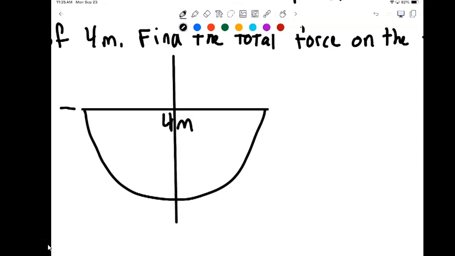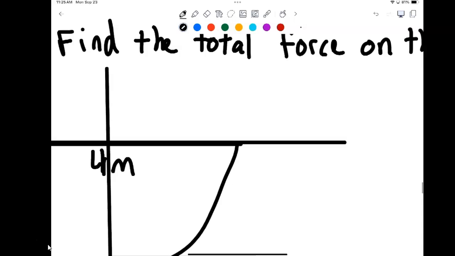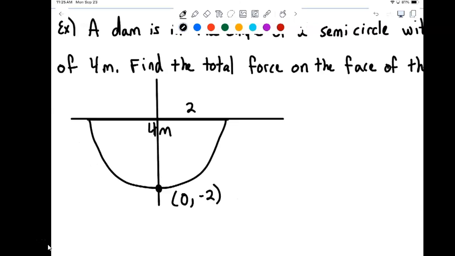So if I draw in my X and Y axes here, because of the shape I'm dealing with, it's most convenient to draw it so that the origin is actually in the middle of the top of the dam, right there. So we know we're dealing with a semicircle. We're actually dealing with the bottom half of a circle of radius 2. Which means the depth down here, the bottom of the dam, would in our coordinate system be 0 minus 2. So we need to find the equation of that and go from there.